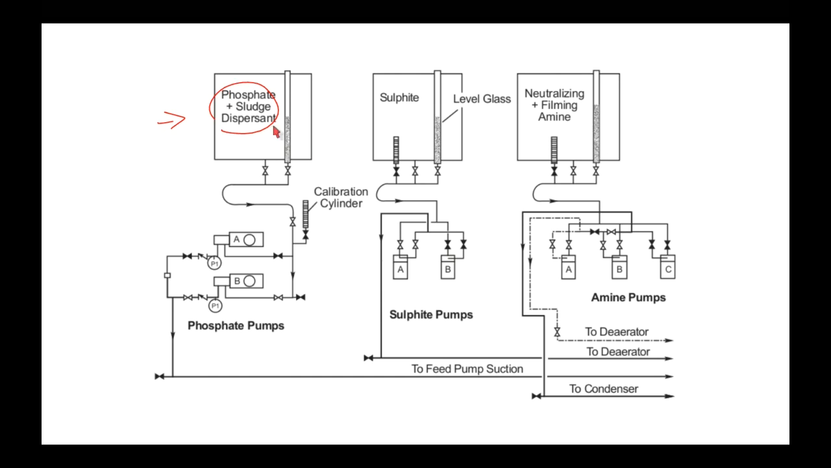So there's our phosphate and sludge conditioner and dispersant. Here's our sulfite in another one, and here's our amines in another tank. And each one of these tanks, you can see it might not have a gauge glass on it, just simply a poly tank, and you can actually see the level of the liquid inside the tank. And so then we've got an isolation valve, and we've got a hose that's connected to it.